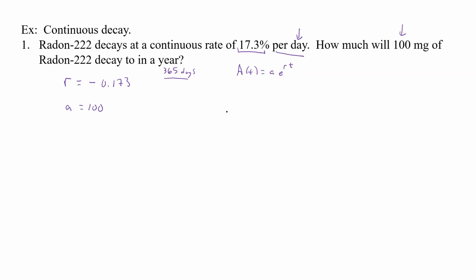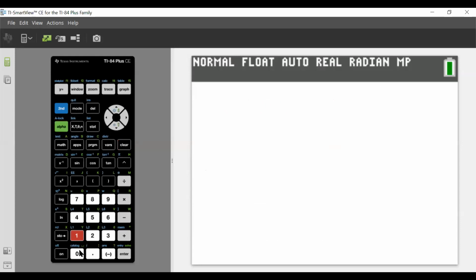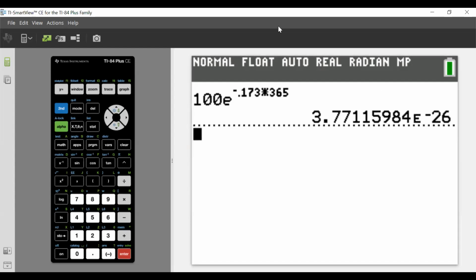And so basically what we're going to do is plug in A of 365 equals, now we have A is 100, e to the r, which is negative 0.173, times the number of days, that's going to be 365. And now we plug this into our calculator. Let's clear that so we can see a little bit better. All right, so we'll have 100, and then e to the power, negative 0.173 times the number of days in a year, and that's going to give us 3.77 times 10 to the negative 26.